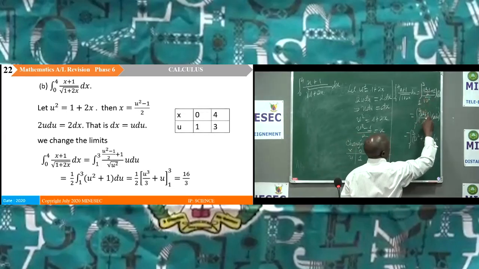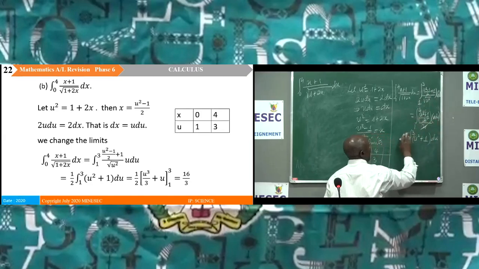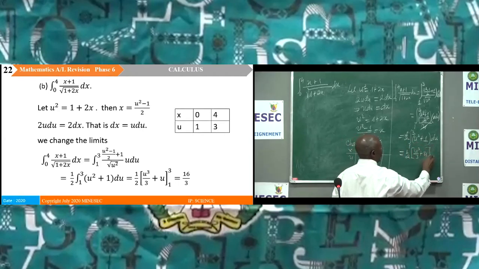Okay, the 2 here, this was on 2. U squared minus 1 on 2, all of this on 2, all this on u, this and this will cancel out, and we have it there now as a half. We have a half, integral from 1 to 3 of that, which we will now have a half into the integral of u squared is u cubed on 3 plus u from 1 to 3.